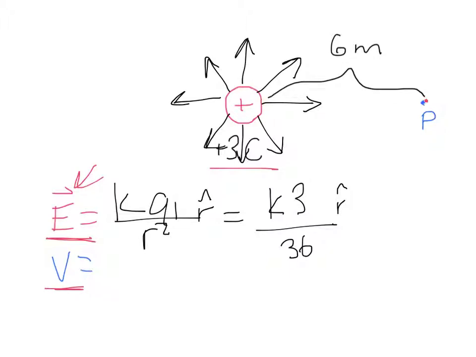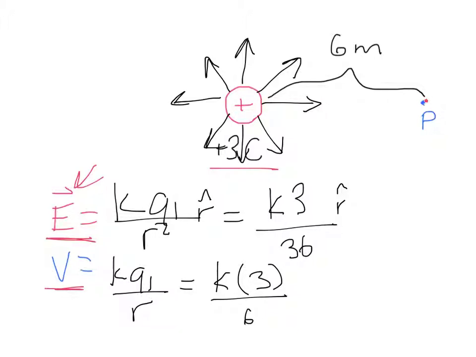For the voltage, that is equal to K Q1 over R, which is a scalar, so we don't have to worry about the direction. And in this case, that's equal to K times 3 coulombs over 6 meters. So let's talk about units. Electric field strength is measured in newtons per coulomb. The electric potential or voltage is measured in volts.